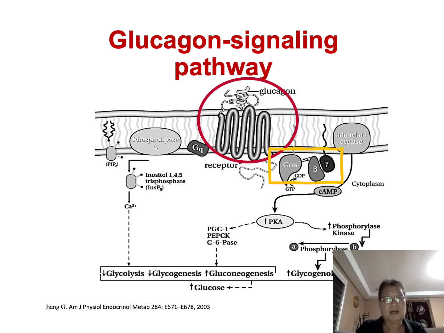Actually, there are three types of GPCR or G proteins. The G alpha S, which is stimulatory, S stands for stimulatory. G alpha I, which stands for inhibitory, and GQ, it's on your left, it activates the phospholipase C instead of adenyl cyclase. It's also stimulatory. But for glucagon, it's more on the G alpha S.